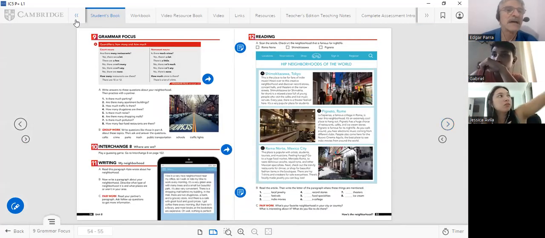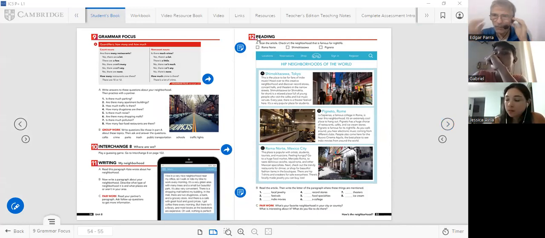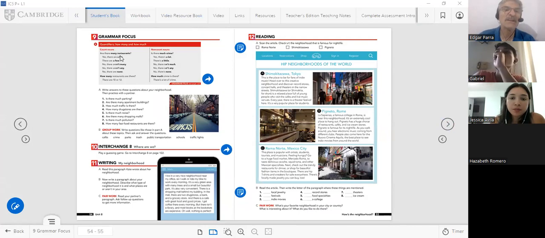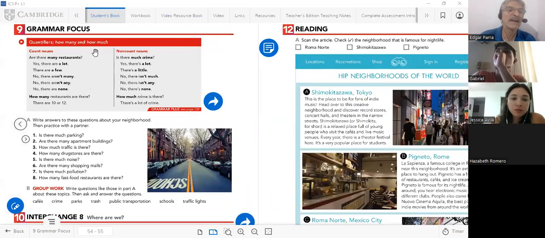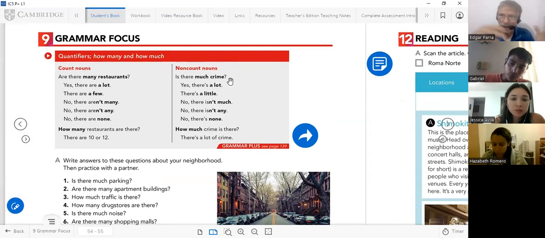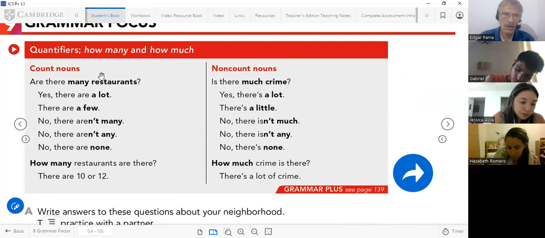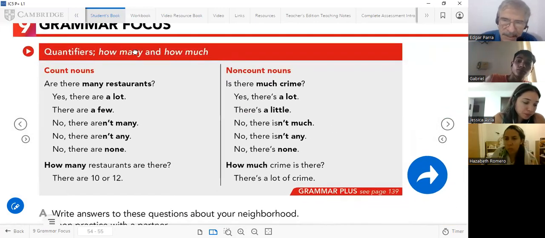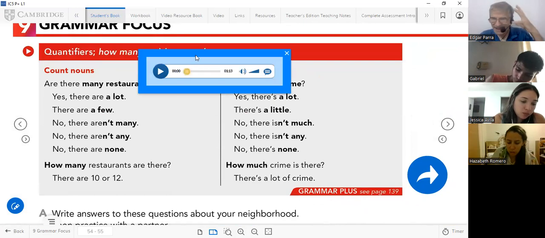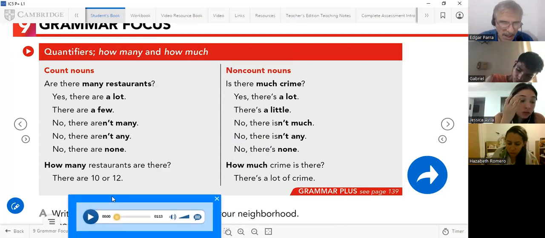The grammar focus here is about countable and uncountable things, or quantity. Quantity, you know what quantity means? Amount. When you're talking about quantifiers, what are quantifiers? When you say how much or how many. How much is for singular. How many is for plural. You understand the difference? Okay. Now, let's listen to these quantifiers so that you can get the idea how to use them and when to use them.